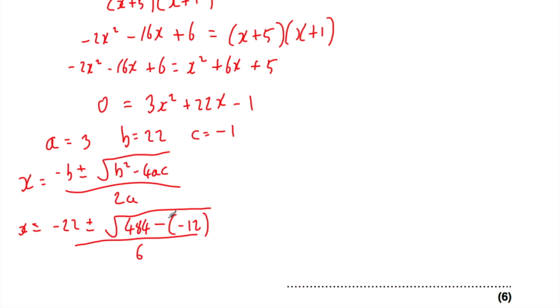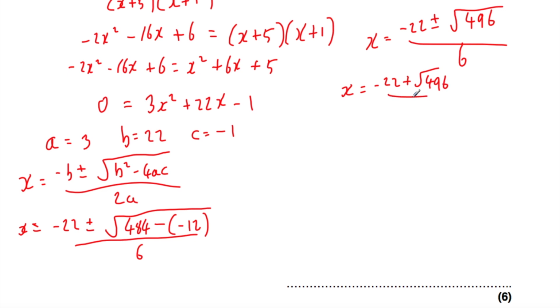Okay, so we've now got this. Let's now work out what it would be under the square root. So you've got 484 minus 12, so that means add 12 on, so it'd be 496. So x is equal to minus 22 plus or minus the square root of 496, all divided by 6. Okay, so here we're going to have x equals minus 22 plus the square root of 496 divided by 6, or x equals minus 22 minus the square root of 496 divided by 6.